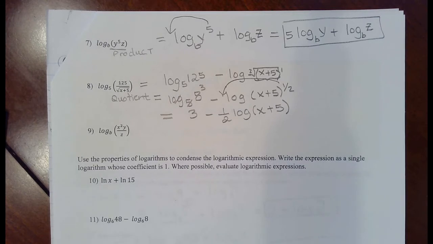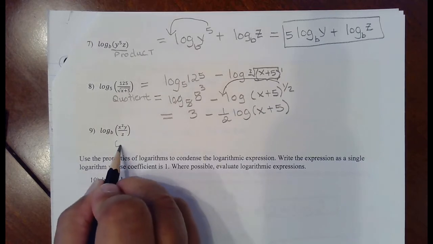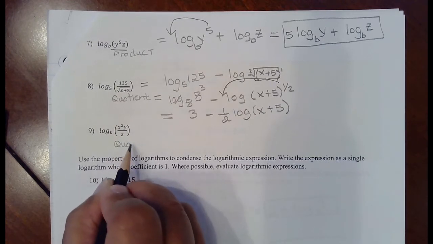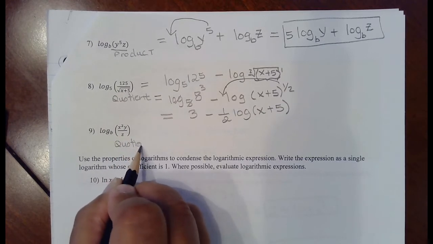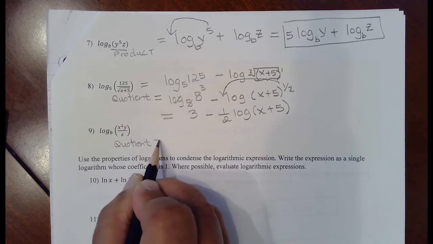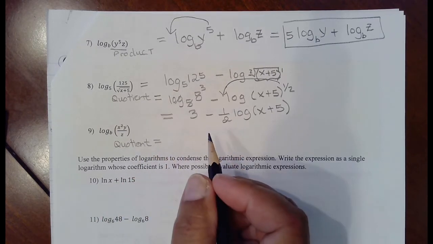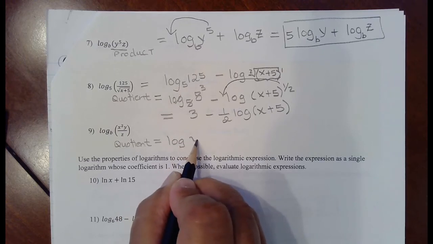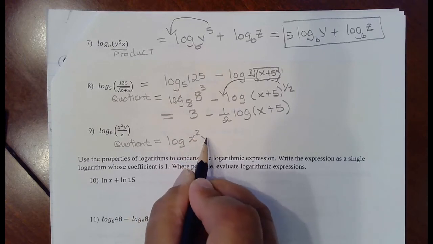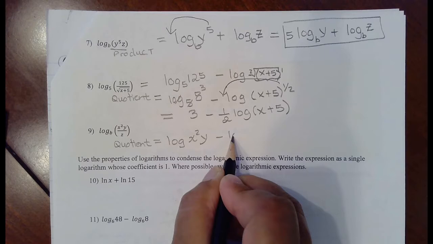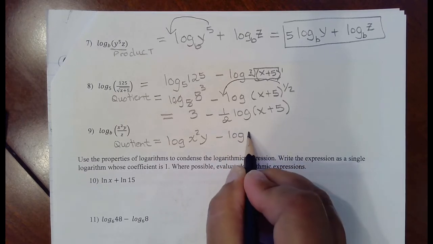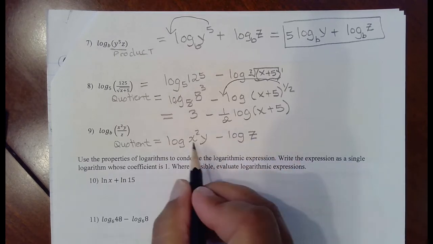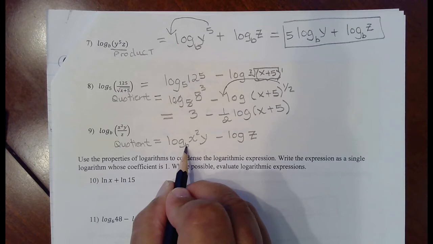Okay, and number 9, our last expansion problem. Again, we have a quotient, and you're going to take any product or quotient that you get. You're going to take those apart first and then see if there's any further properties you can use in the problem. So it's log of the top minus log of the bottom. Both of these are base b.